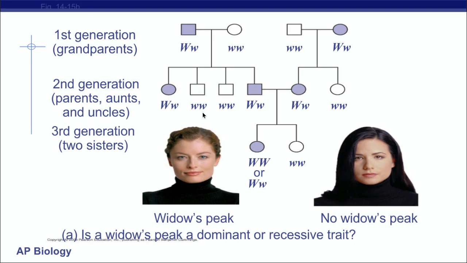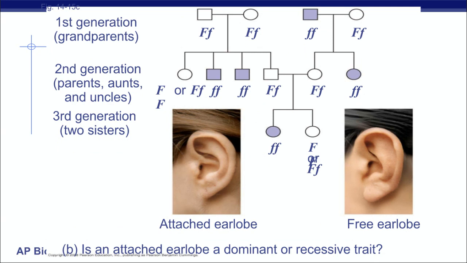Hopefully you see that it is a dominant trait, because right here, it's going to be expressed in either case. And you can see that it's expressed whenever there's a large one. Here we have attached earlobes. Again, we can follow the pedigree for it, and we see that it's recessive.